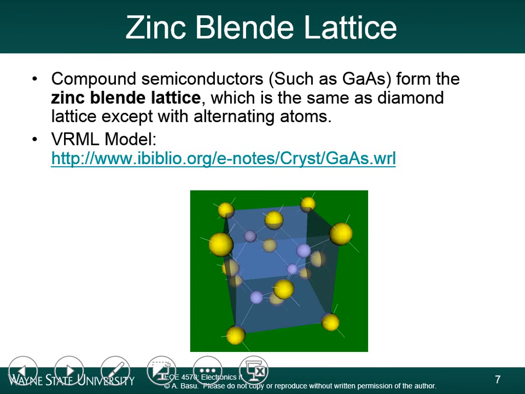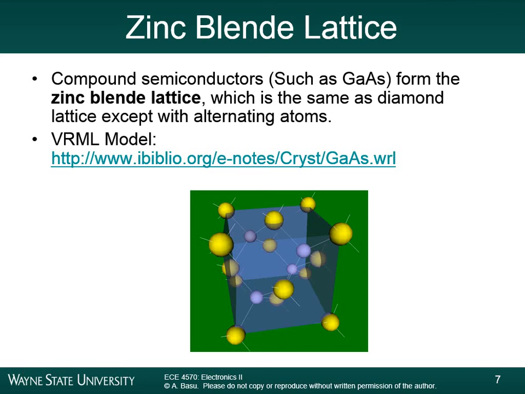Okay. The zinc blende lattice is identical to the diamond lattice. This is just a terminology, okay? The zinc blende lattice really is just the same thing as the diamond lattice, except you have alternating atoms. So what type of semiconductor would have the zinc blende lattice? Gallium arsenide is an example. More generally, just the compound semiconductors. So compound semiconductors have alternating atoms, so they form what's called the zinc blende lattice.